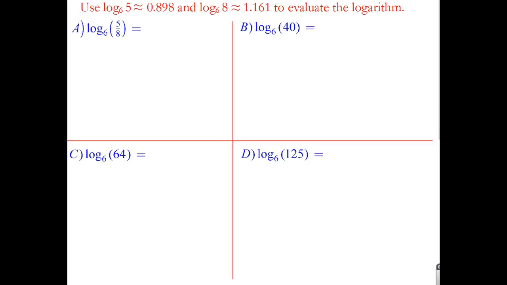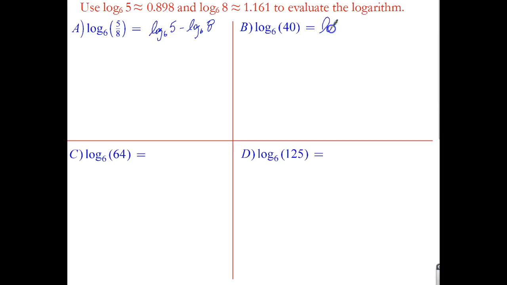Okay, real quick, log base 6 of 5/8 here. So this one is going to be log base 6 of 5 minus log base 6 of 8. Okay, and then you can use those numbers and you can use a calculator. I'm sure you just substitute in.